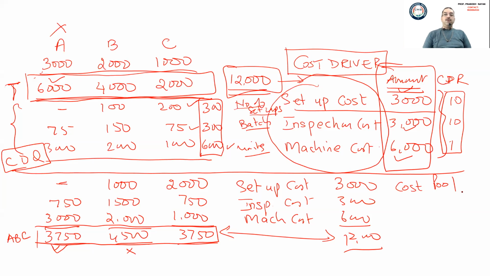Okay. Now in activity-based costing, there is one very important thing that we have to learn, and that is value-added activities. We have done this before. Value-added activities and non-value-added activities.